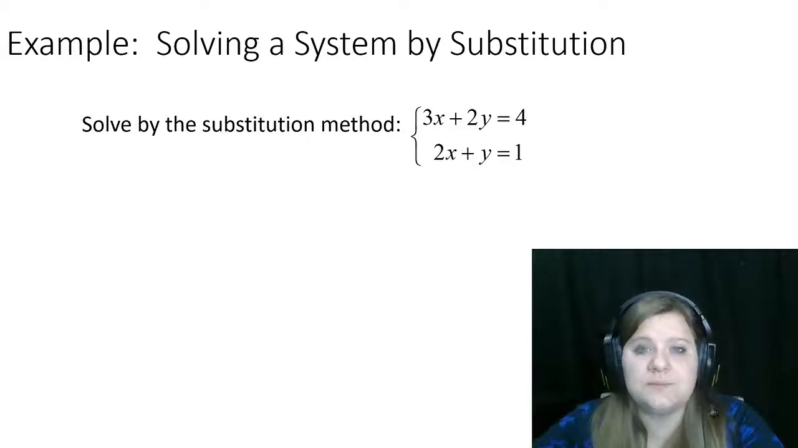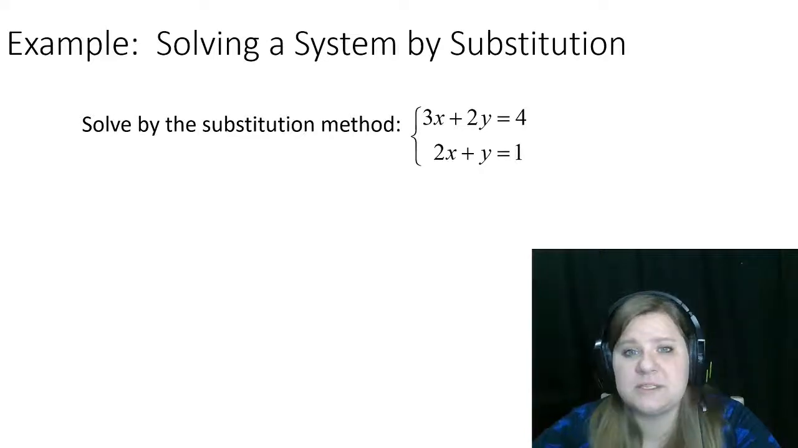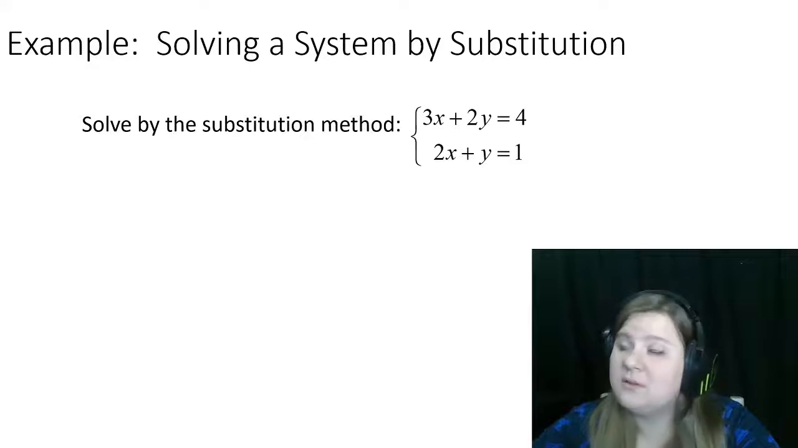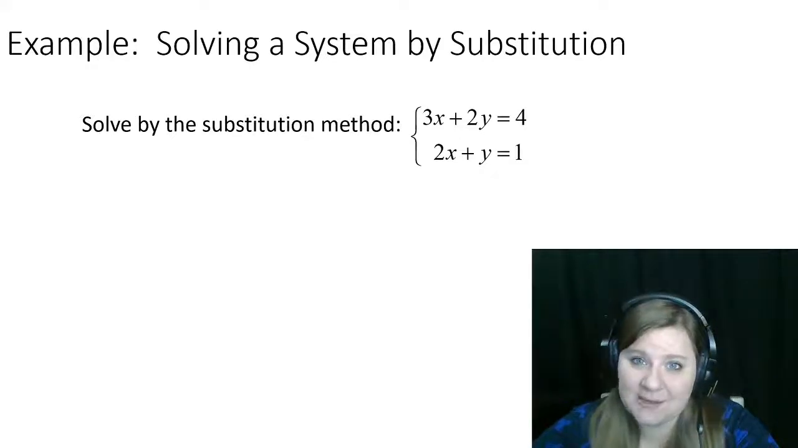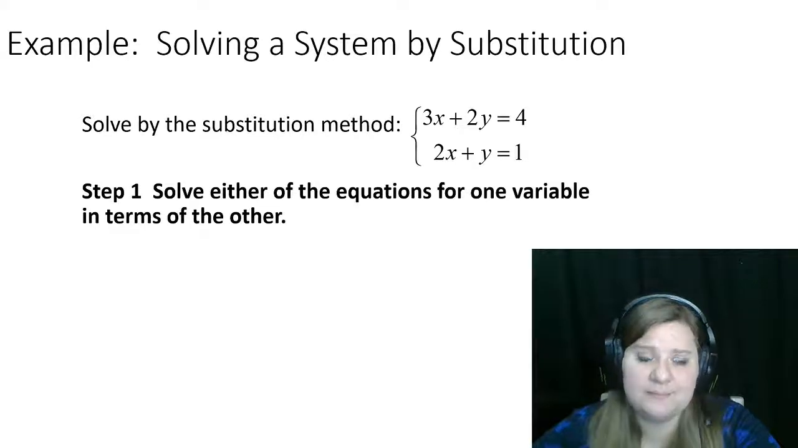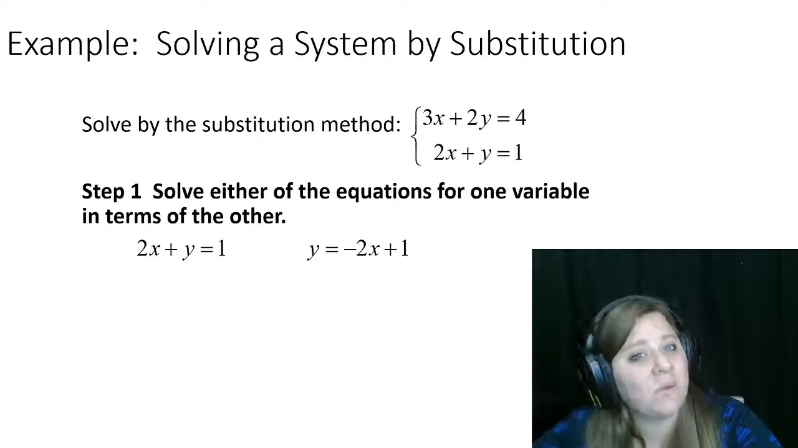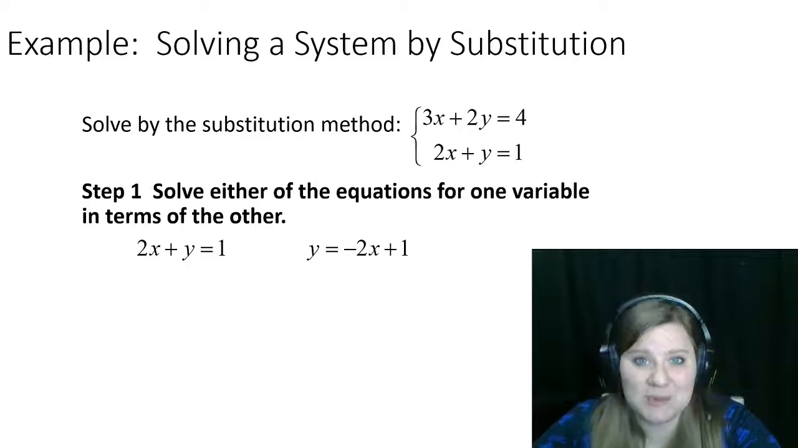So let's try solving this one. I tell you I want to use the substitution method. That means I need to first get one variable by itself. Looking at this, I don't have a variable by itself yet. So I think to myself, okay, which thing would be easiest to solve for? I'm thinking the y in the second equation. So I'm going to take the second equation, I'm going to get y by itself. So I'll subtract 2x from both sides, and I get that y equals negative 2x plus 1. That'll be much easier to work with.